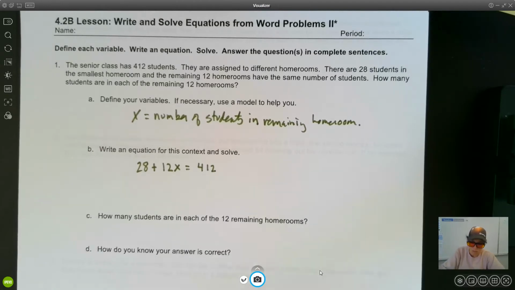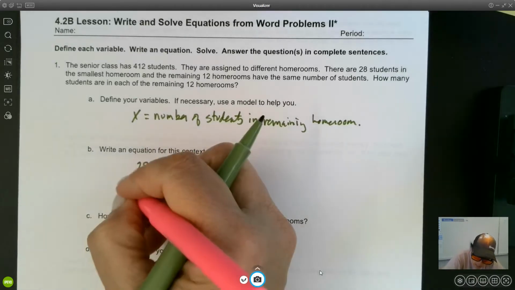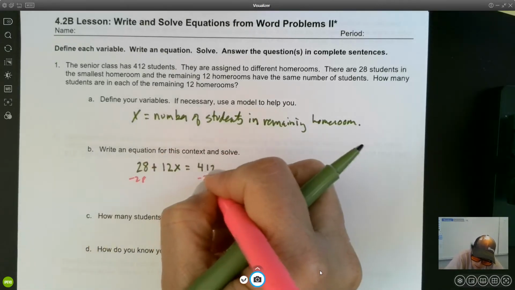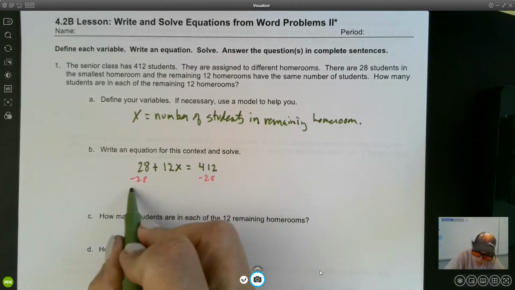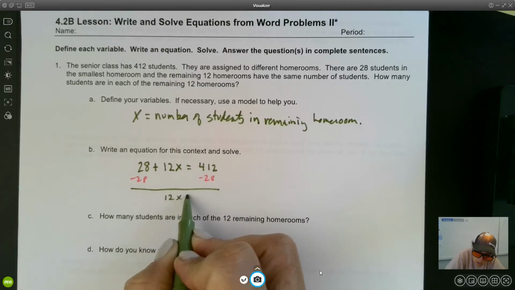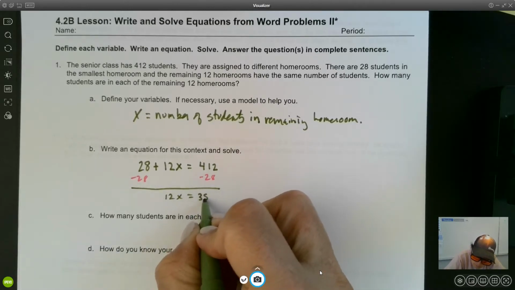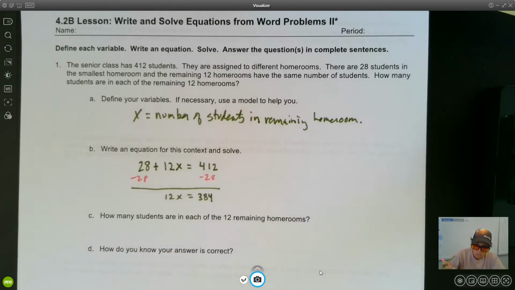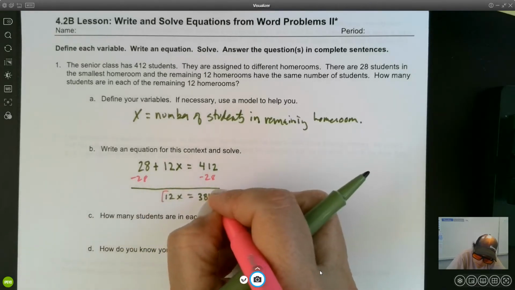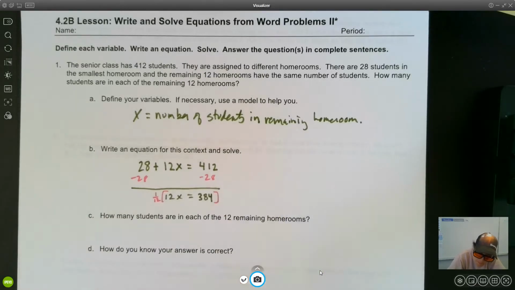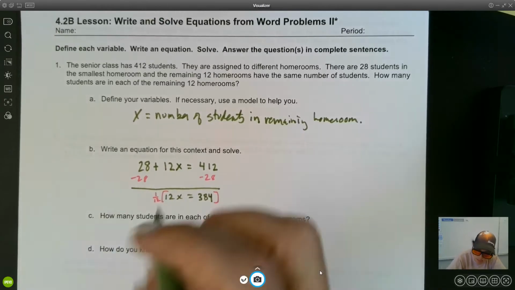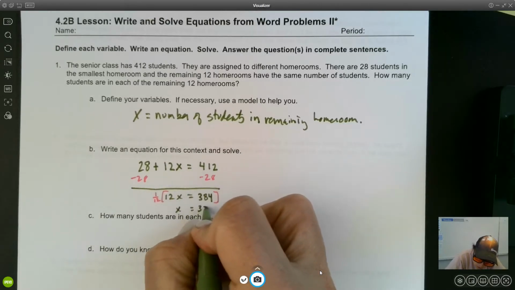I'm going to go ahead and solve it here because our next question is how many students are in each of the 12 remaining homerooms. So let me get my other color here. We're going to subtract 28. So I've got 12x equal 412 minus 28, 384. We're going to divide by 12 or take 1/12. And that's a nice even x equal 32.